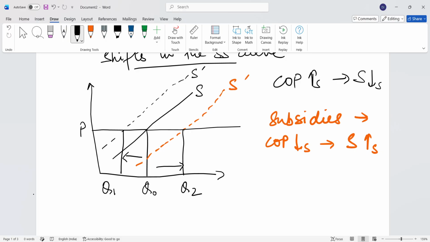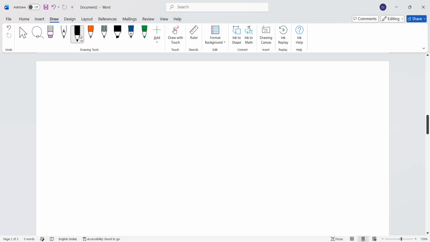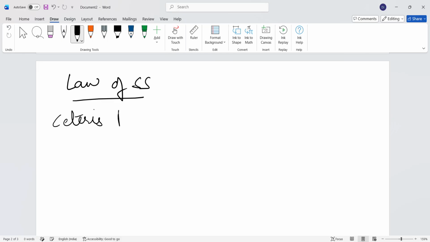All right. Okay. Then we come to, just like we had the law of demand, we will also have the law of supply. So what does the law of supply say? The law of supply says that, again, the same terminology, ceteris paribus.